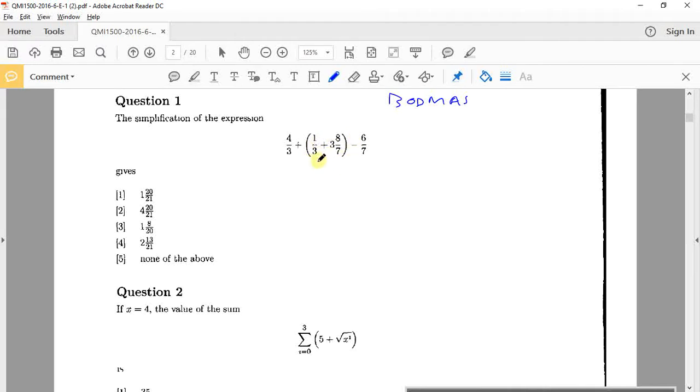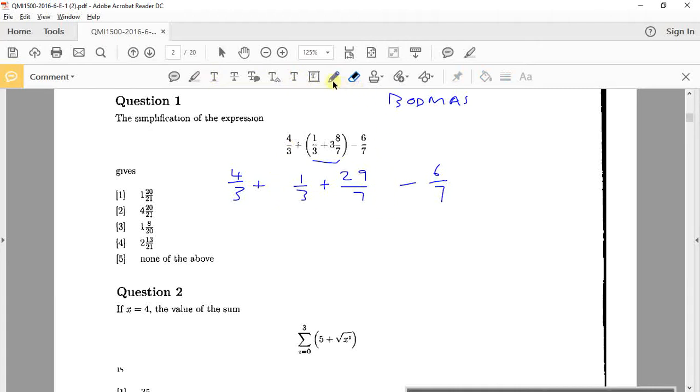Okay, so I need to get rid of the bracket first. I've got a mixed fraction there, so I need to make it an improper fraction. So I'm going to write down 4 over 3 plus brackets 1 over 3. Okay, 3 times 7 is 21. 21 plus 8 is 29 over 7 minus 6 over 7. When I've got addition and subtraction, I can then drop the brackets.